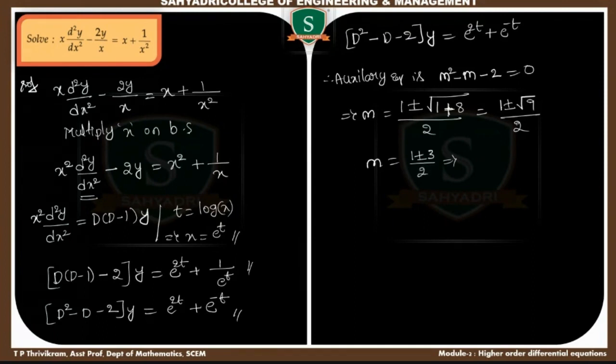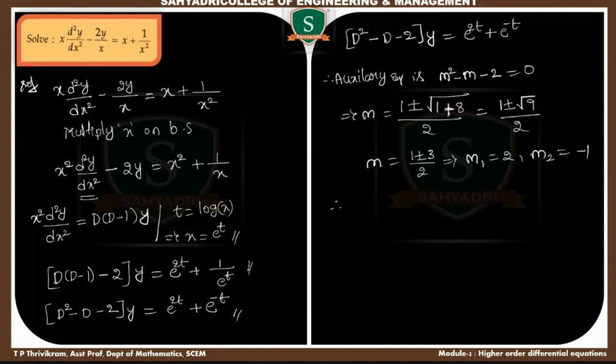This implies m1 is equal to 1 plus 3, that is 4 by 2, which means 2. Similarly, m2 is equal to 1 minus 3, that means minus 2 divided by 2, so you'll get minus 1. Therefore, we got distinct solutions.